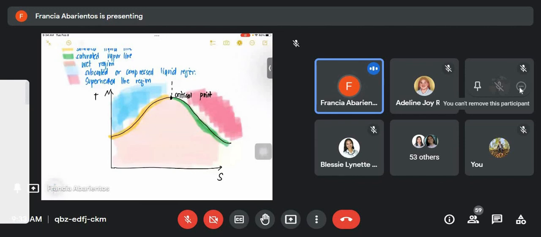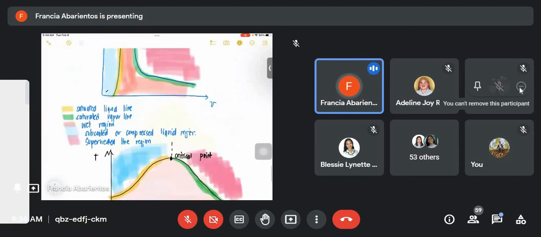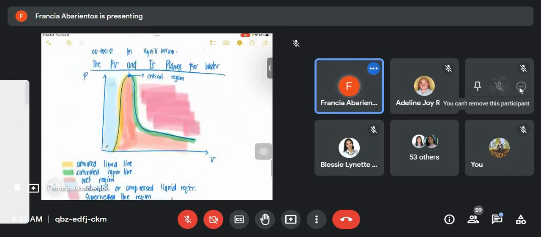Okay, so I'll continue. So, this is the TS diagram, class. So, this is the TS. Aten AM pa naman. Sige. Sulitin na ni ma'am kasi andito na kayo.